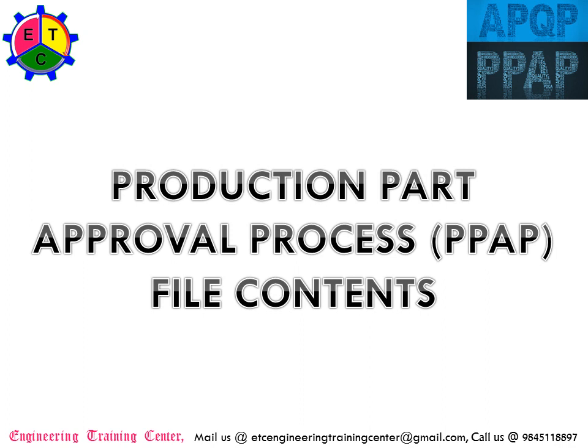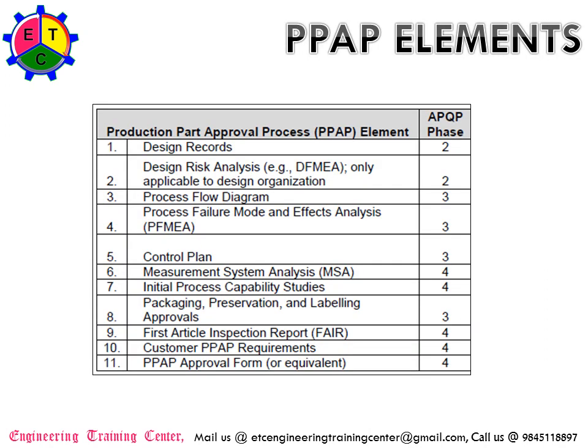Hope you are enjoying the series of videos in advanced product quality planning and production part approval process. So today we have completed all the 5 phases of the APQP as per AS 9145 for the aerospace industries. So today we are going to discuss the production part approval process file content, which is important deliverables. So we will look at different elements of the PPAP, those goes as the different deliverables.